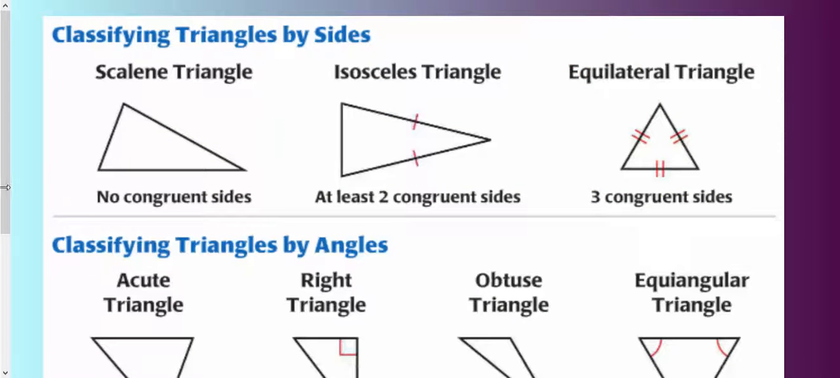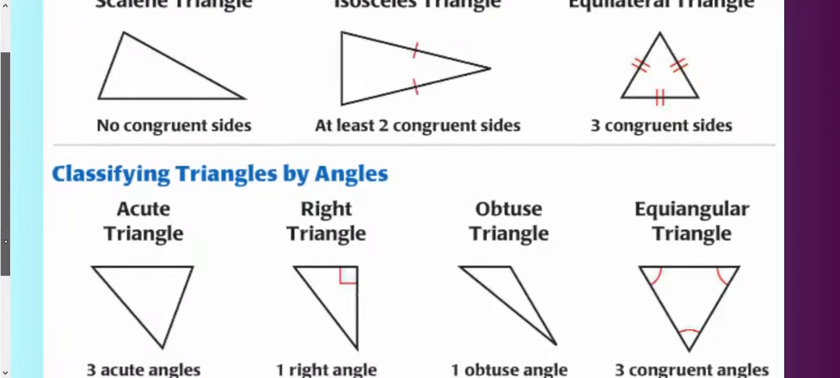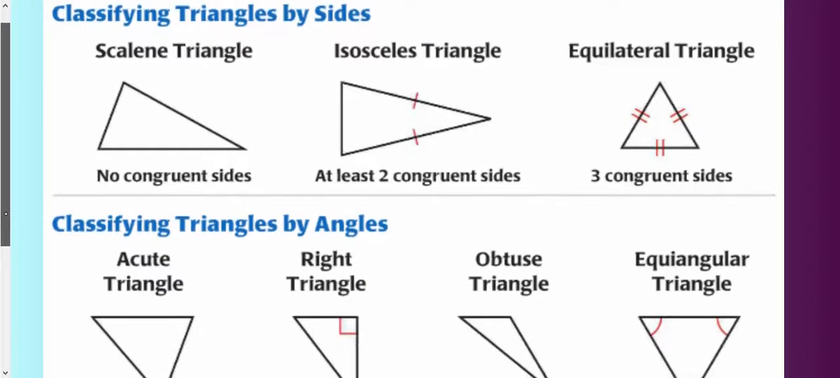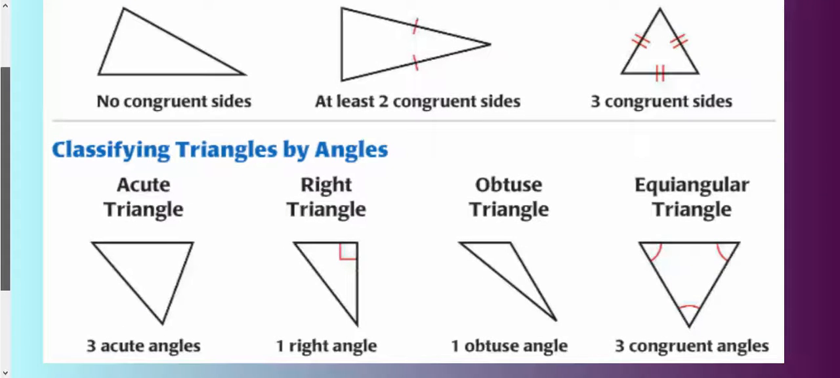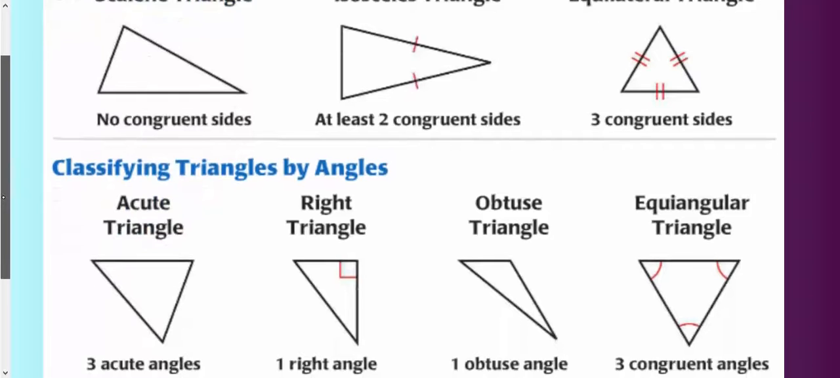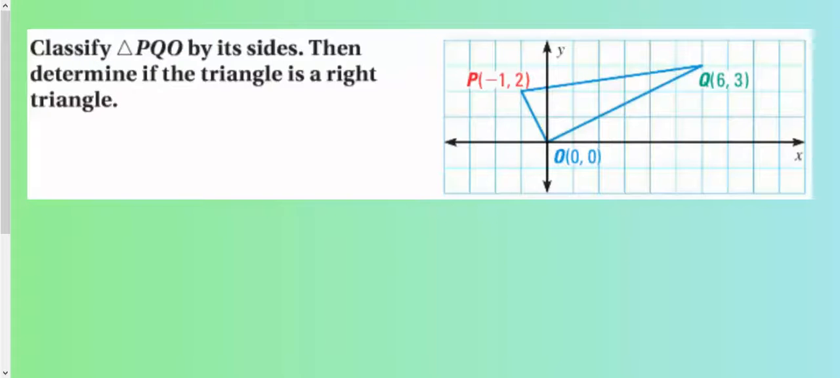And this should be a review for you guys, hopefully. All of these things: scalene, no sides the same; isosceles, 2; equilateral, 3. And then classifying triangles by angles: acute, 3 acute angles; right, 1 90-degree angle; obtuse, 1 obtuse angle; and equiangular, all 3 angles are 60 degrees or the same. So make sure you guys know how to classify by sides and classify by angles. That should be a review for you guys.